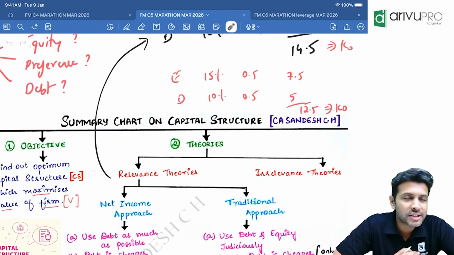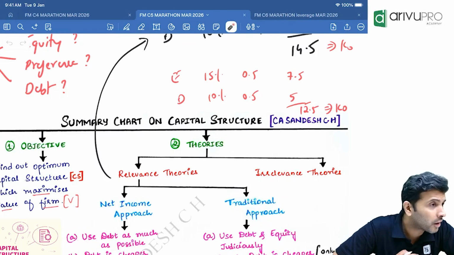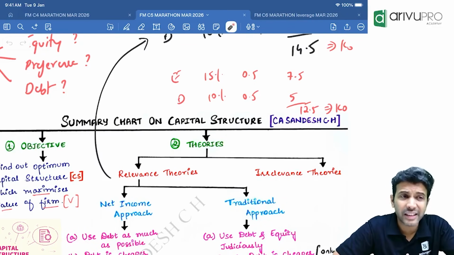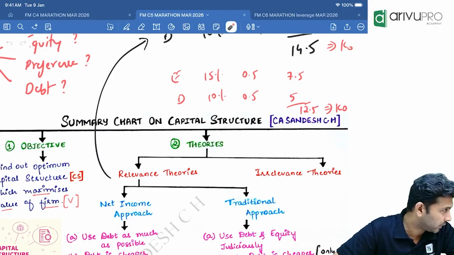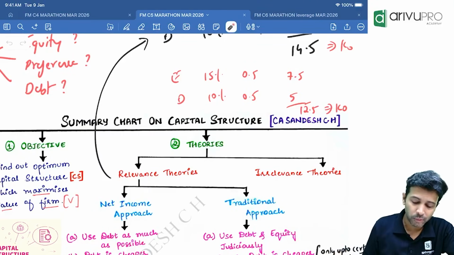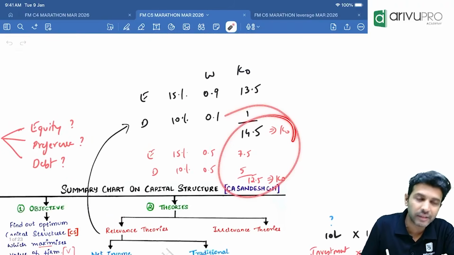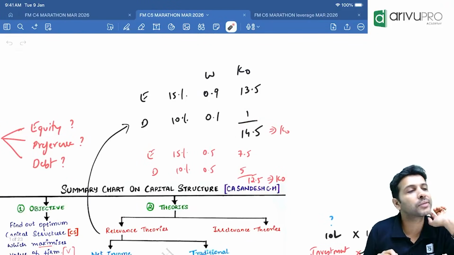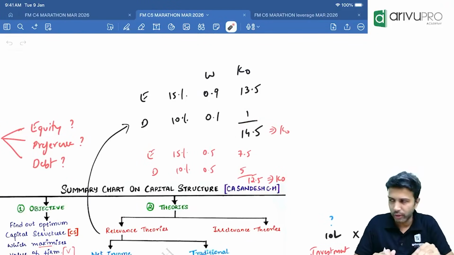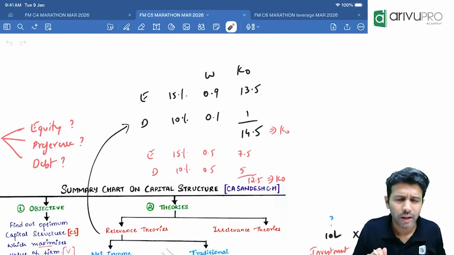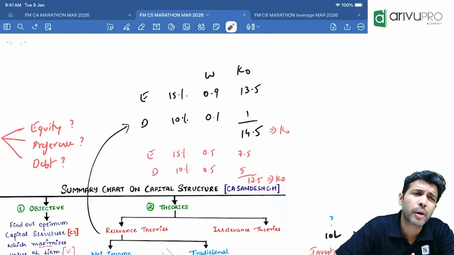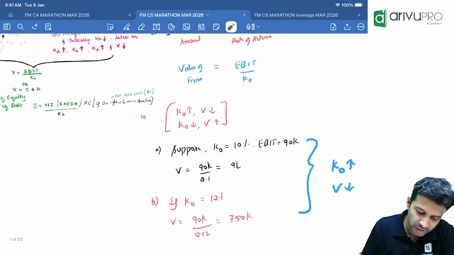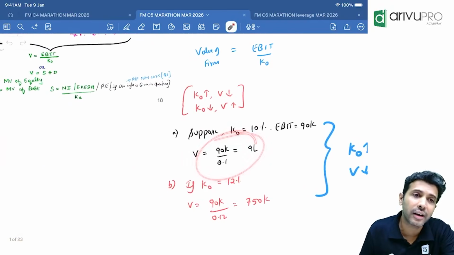Okay. So the relevance theory's argument is that debt is important. This theory argues that the company should take more and more debt; if you take more and more debt, the overall cost of capital will reduce and the value of the firm will increase. But before I go into this theory, one more thing I'll tell you. How do you get the value of the firm, people? What is that formula? V is equal to EBIT divided by KO. Value of the firm is given by EBIT upon KO.